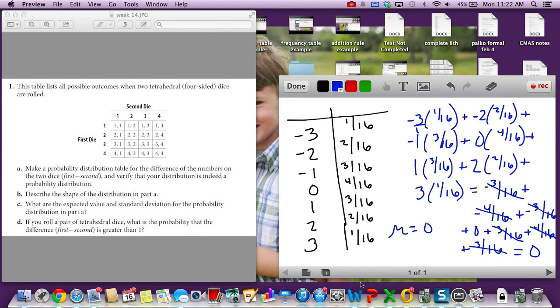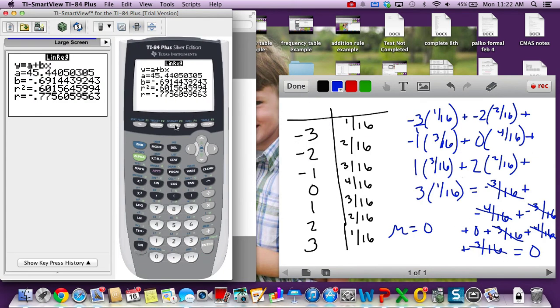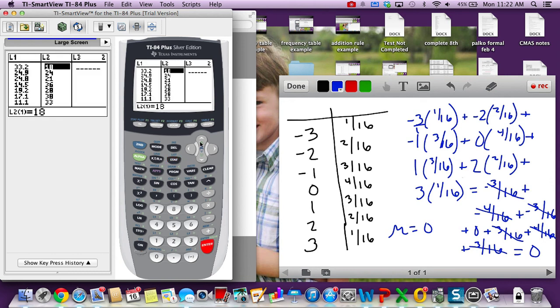Okay, then let's see, the standard deviation. The formula for standard deviation is you take your number minus your mean, square it, and you multiply that times the probability. So what I'm going to do at this point is switch over to my calculator because that seems like a lot. So I'm going to go into Stat and Edit, and I'm going to make my lists into a two-way table. So I'm going to have -3, -2, -1, 0, 1, 2, 3.